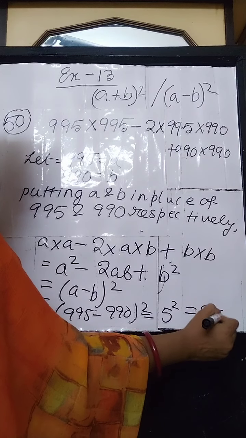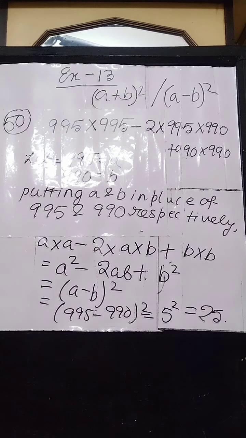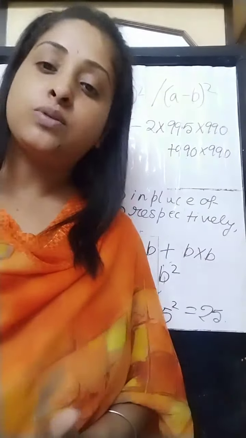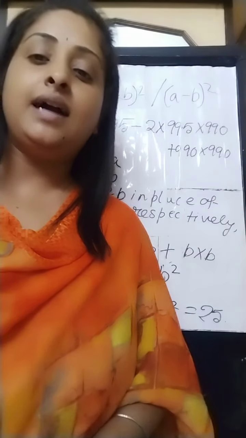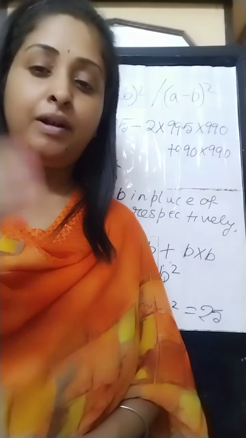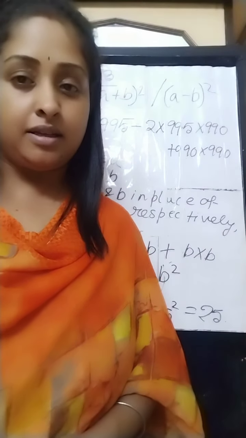We are getting 25. So you can see how simply we can get the answer of this huge numerical problem, avoiding all addition, subtraction and multiplication. We are just applying the formula of (a plus b) whole square and (a minus b) whole square and finding out the answer of the huge numerical problem through simple formulas.